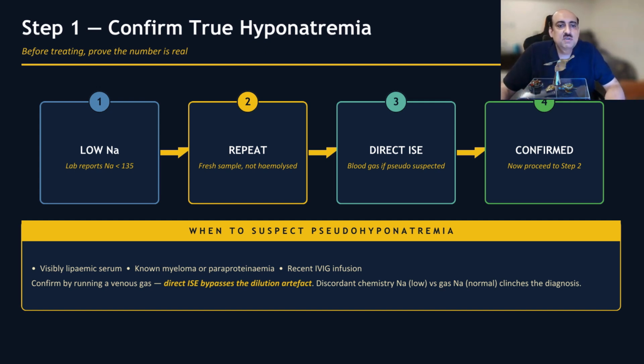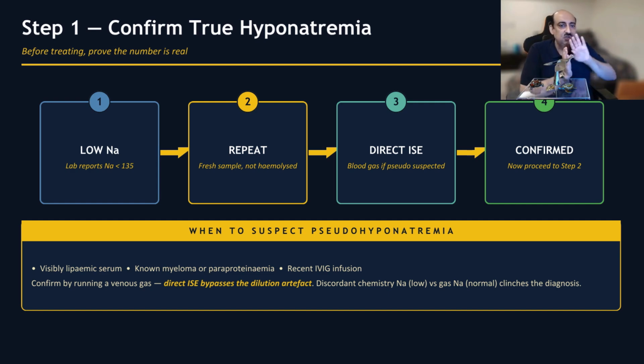So how is the diagnostic pathway? If you have a low serum sodium on the normal lab sample, but you've got a normal serum sodium on the VBG analysis, which is a direct ISE method, this confirms the pseudohyponatremia. Now, no further workup is needed in such a situation, and you just treat the underlying cause, which is the hyperproteinemia, hyperparaproteinemia, hyperlipidemia, chylomicronemia, and all of those.